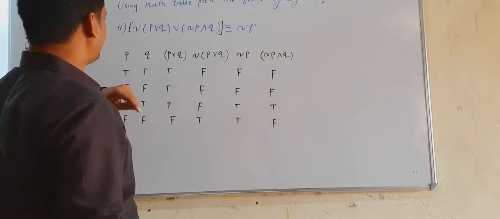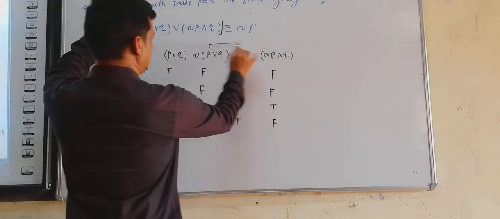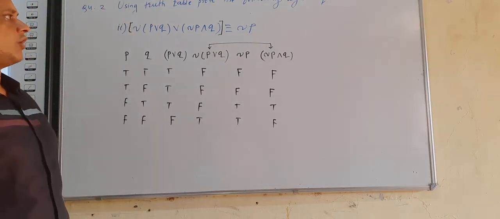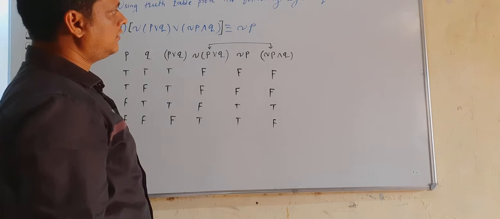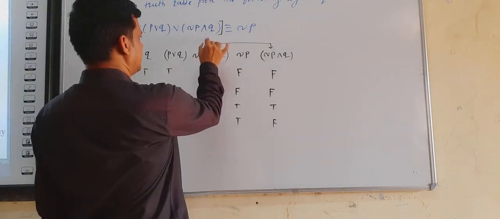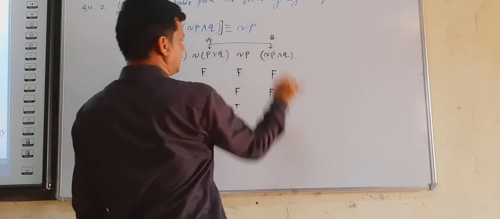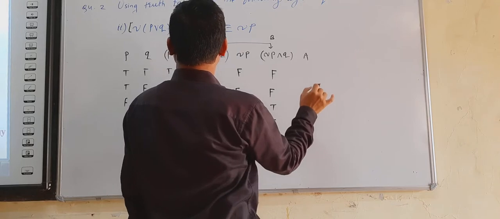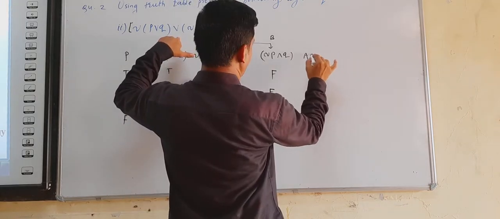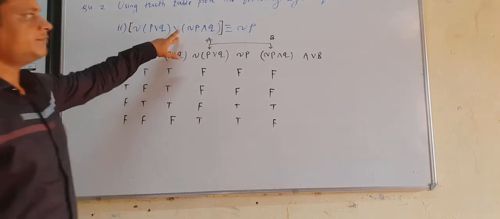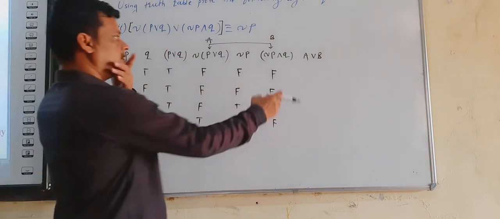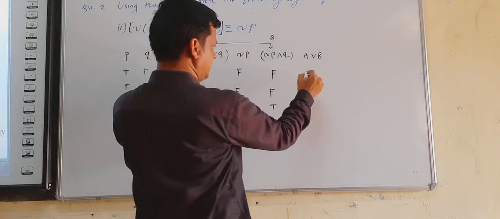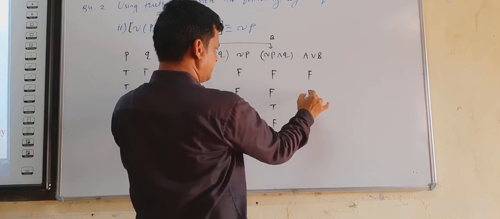Now we have to make the disjunction for these two statements, or for these two columns. We denote the first statement by A and this column statement by B. So it can be written as A or B. Means we have to prepare the disjunction. F, its value is F.